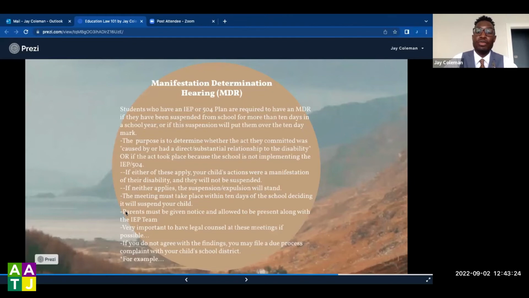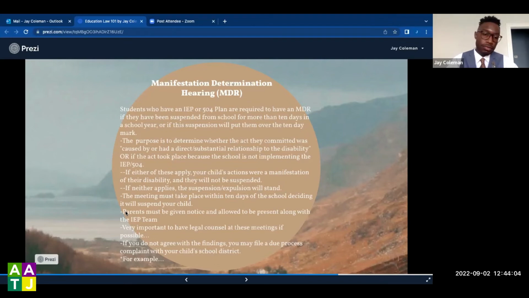Parents must be given written notice and allowed to be present at the meeting. And like I told you guys before, it's very important to have legal counsel at the meetings if possible. Also, if you do not agree with the findings, you may file a complaint. What you'll do is file a complaint with your school district, so here, the Little Rock Public School District, and in your complaint, which needs to be in writing, you'll give the details of the incident, so what happened, you'll give the details of the disability, and you'll give why you believe the child committed the act in question.